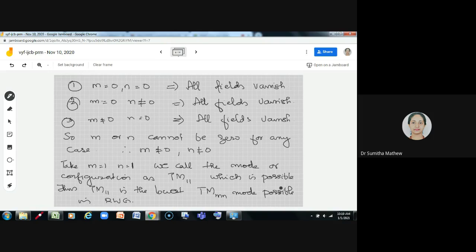Okay, so we'll be asked to prove that TM11 is the lowest order mode possible for a rectangular waveguide. This is how you can prove. Write the field expressions and show those conditions that all fields will vanish for all cases of m equal to 0 and n equal to 0. Okay. So lowest order mode is known as TM11.